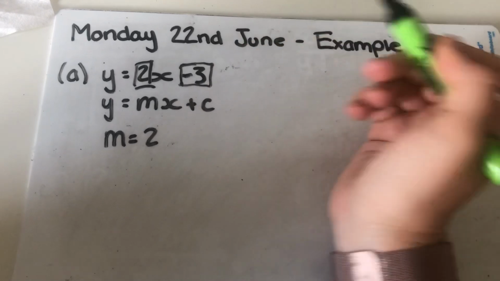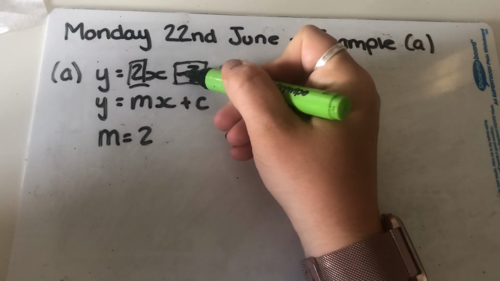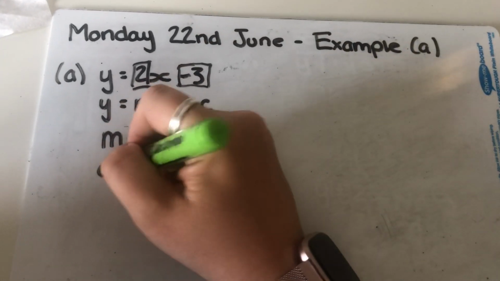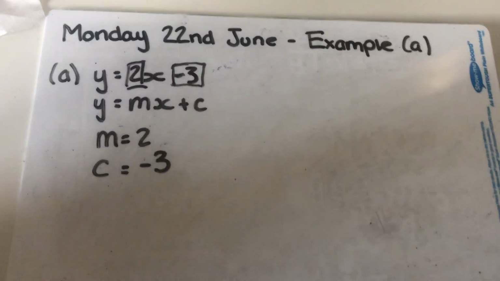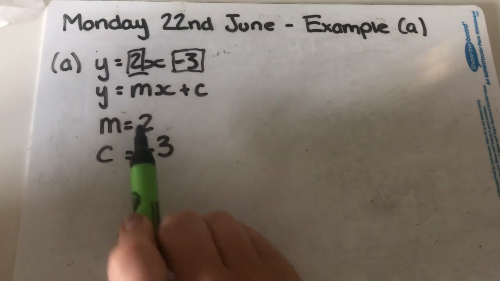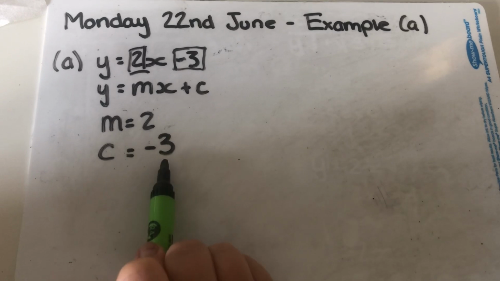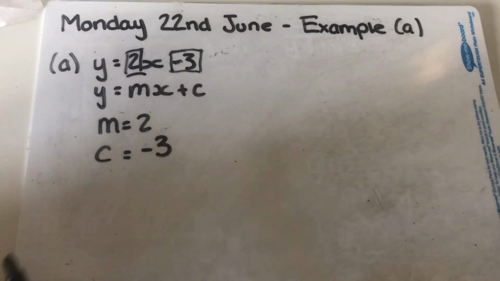Okay, so just be careful with the negatives. If there's a negative sign in front of your number, that means that c is going to be negative. So the gradient's 2, y-intercept, or where it cuts the y-axis, is negative 3.